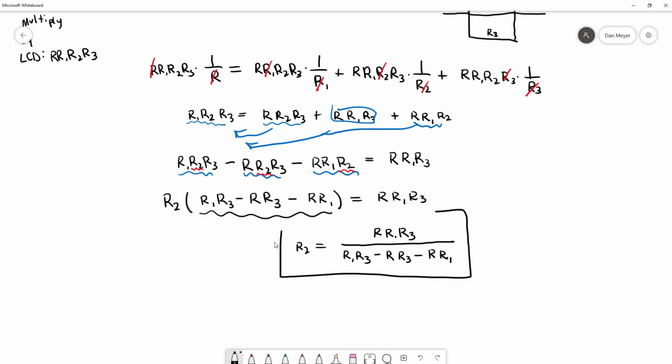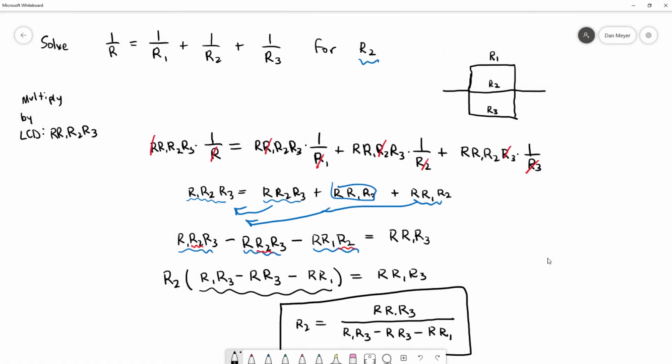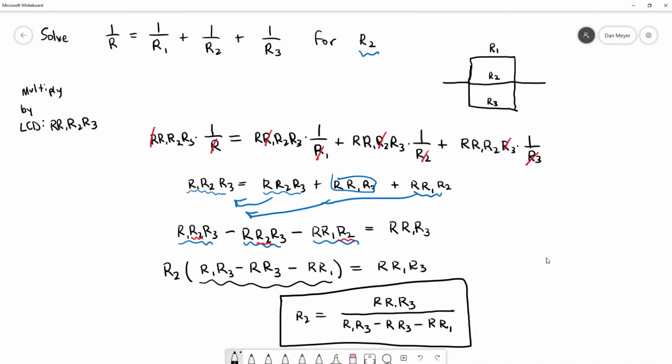That was fun, wasn't it? All right, so there's another example of solving for a given variable, or again, that's the same as isolating the given variable or expressing the given variable in terms of the other variables.